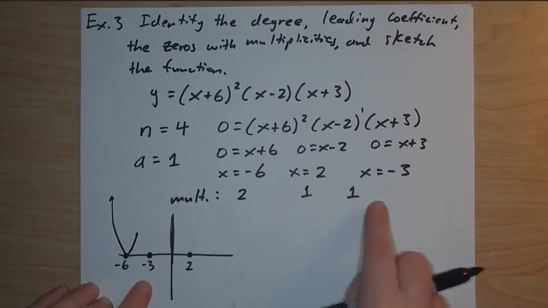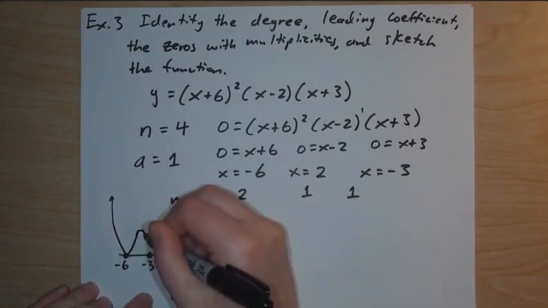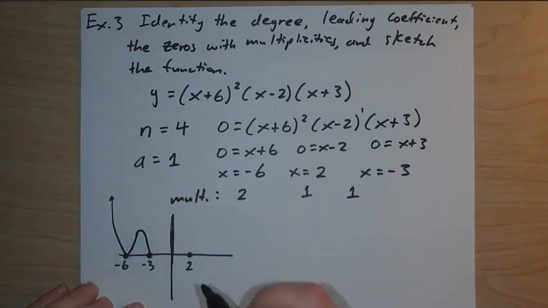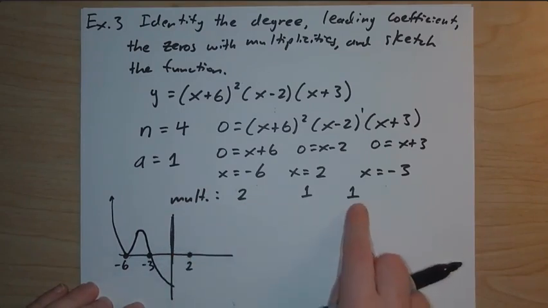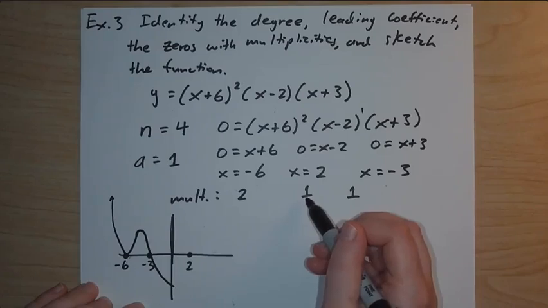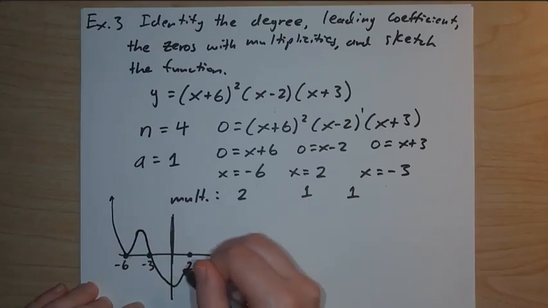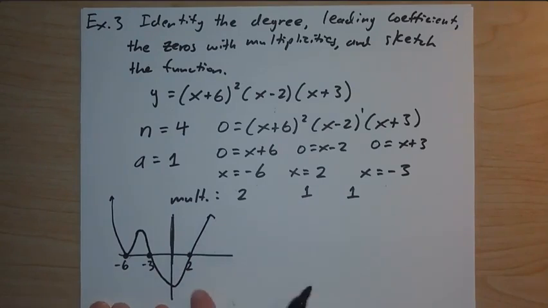And then we have to go to x is negative 3, where our multiplicity is 1. So we know that we're going to have to come back down to negative 3, and we're going to have to pass through negative 3 because our multiplicity is odd. We're going to have to go to 2, and we're going to have to pass through since it is 1, which is odd. And so this is a quick sketch of what our graph will look like.